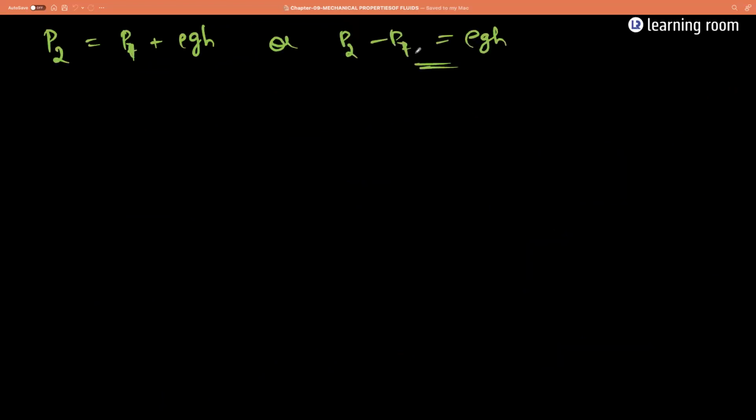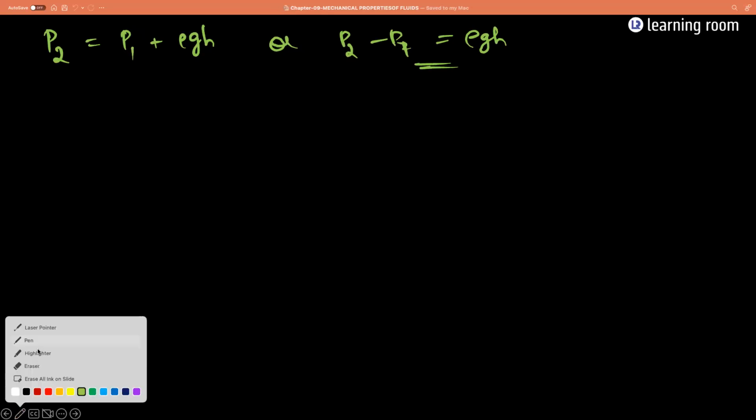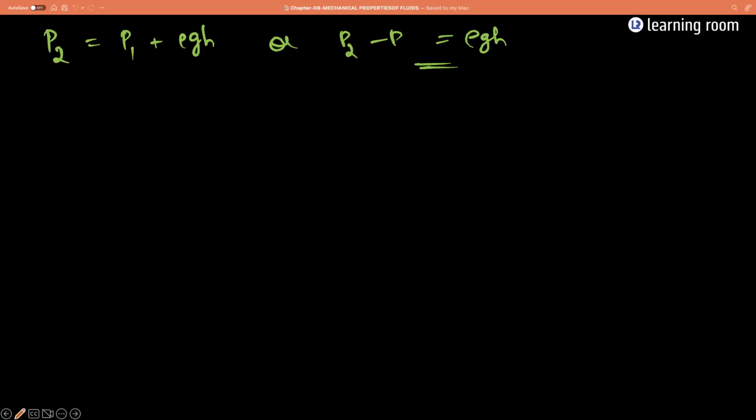So P2 minus P1 is equal to rho GH, or P2 is equal to P1 plus rho GH. If you see, P2 minus P1 is actually the difference in pressure. So this is actually called gauge pressure. How do you pronounce it? Gauge or gauge, whatever it is.